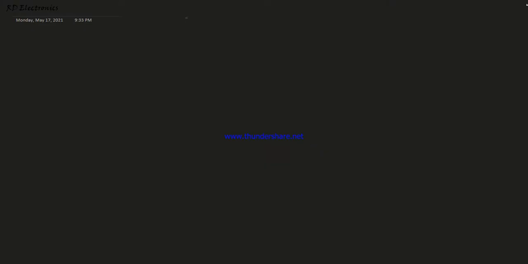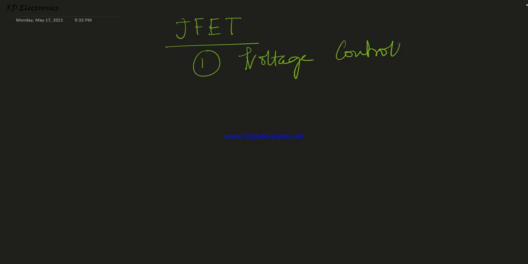Hello all. Today we discuss the basic function of the junction field effect transistor, also known as JFET. First of all, the characteristics of JFET. It is known as a voltage control device.